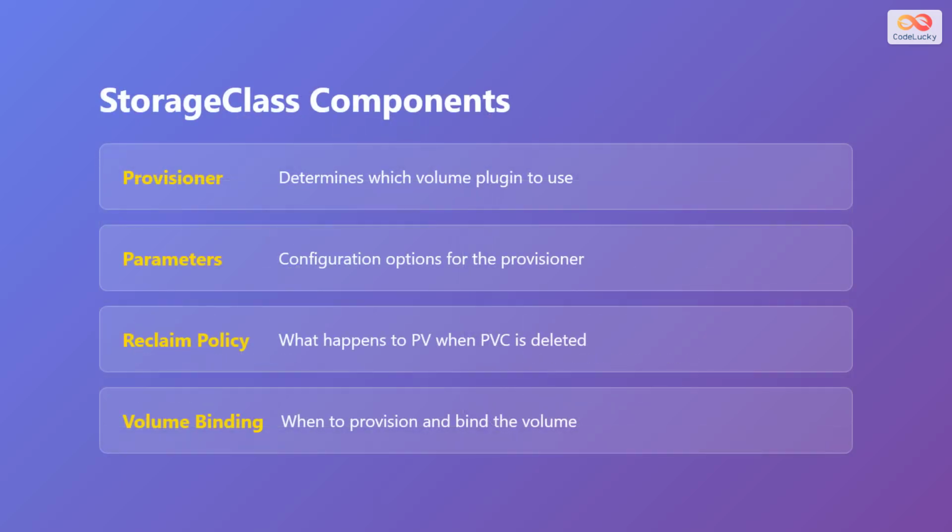Every storage class consists of 4 main components. First, the provisioner determines which volume plugin will be used to create the storage. Second, parameters provide configuration options specific to that provisioner, such as disk type or performance characteristics. Third, the reclaim policy defines what happens to a persistent volume when its associated persistent volume claim is deleted. Finally, volume binding mode controls when the volume should be provisioned and bound to a claim.